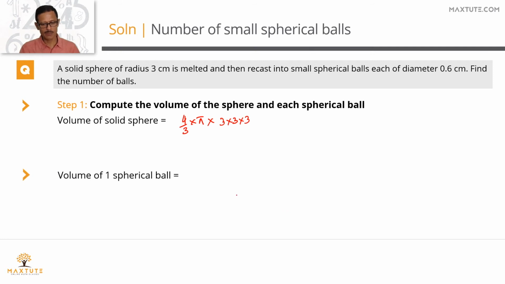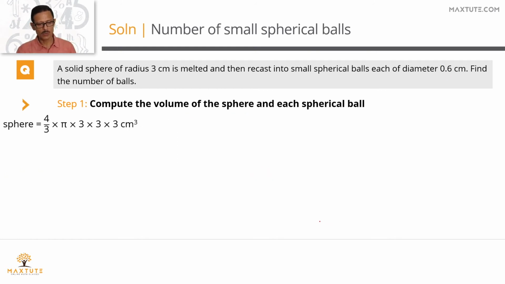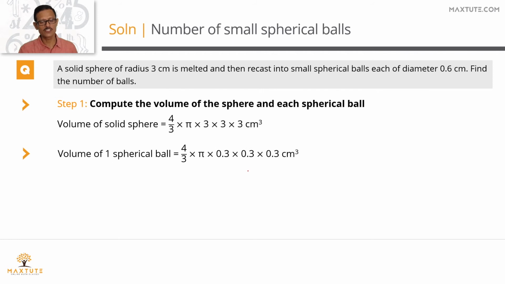Volume of each spherical ball is equal to the same 4 by 3 into pi. The radius in this case is equal to 0.3 into 0.3 into 0.3. Just ensure that you did not make the mistake of writing it as a 0.6. Right. So we have found out the volume of the solid sphere. We have found out the volume of each of the spherical balls.